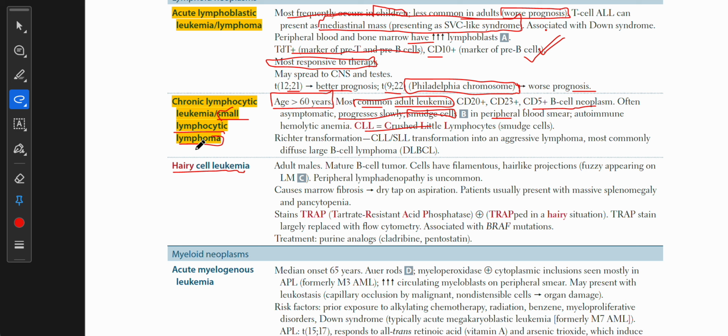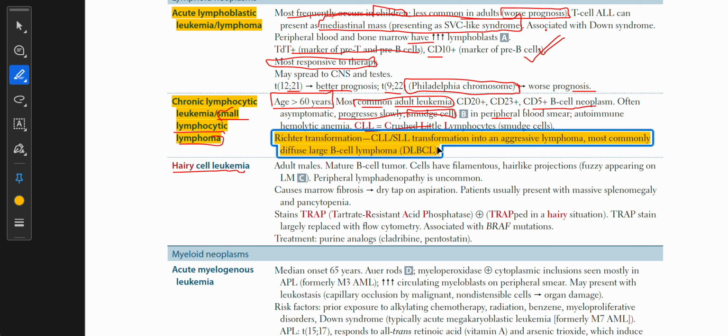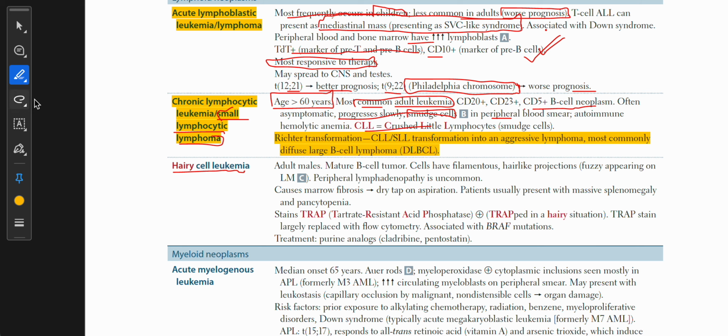So CLL means chronic lymphocytic leukemia, and also CLL means crushed little lymphocytes or small cells, right? There is Richter transformation, which you have to remember right here. Richter transformation is CLL or SLL transformation into an aggressive lymphoma, most commonly diffuse large B cell lymphoma, DLBCL. So that is what it is.